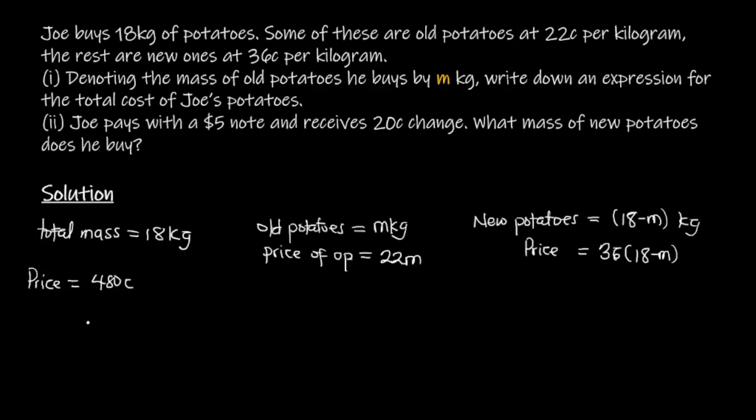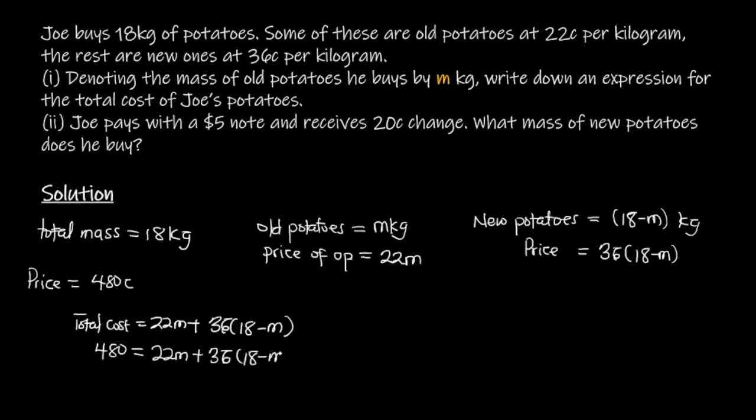Now let's look at the equation. So our total cost over here will be equal to the sum of the old potatoes, which is the price, so it becomes 22m, plus the sum of the new potatoes, that will be 36 multiplied by 18 minus m. Now we know that our total cost is 480 cents. That is equal to 22m plus 36 into bracket 18 minus m.